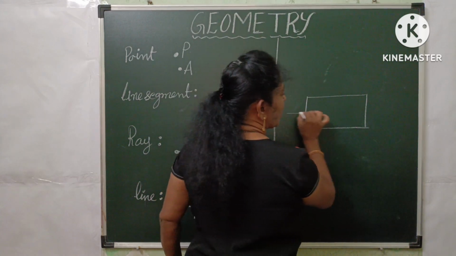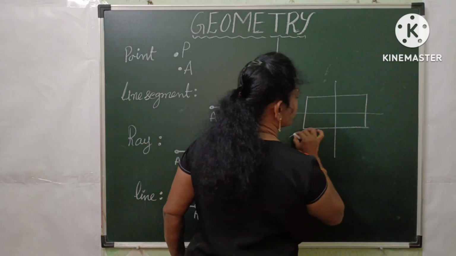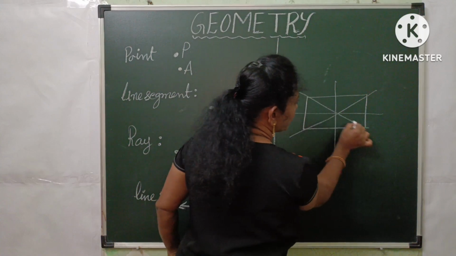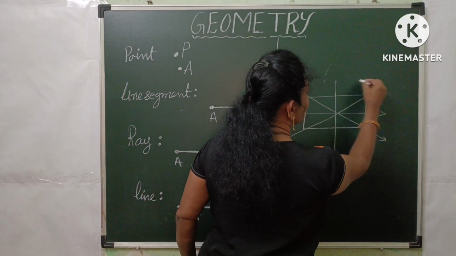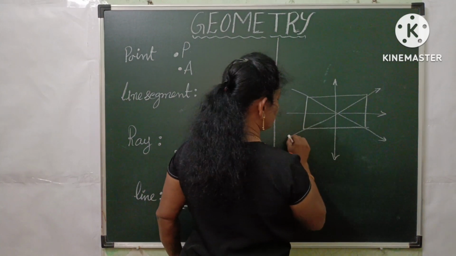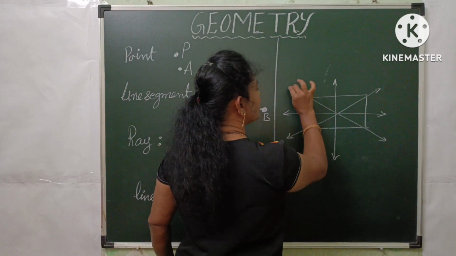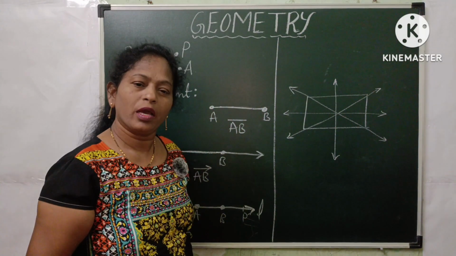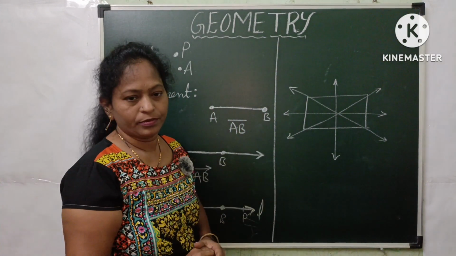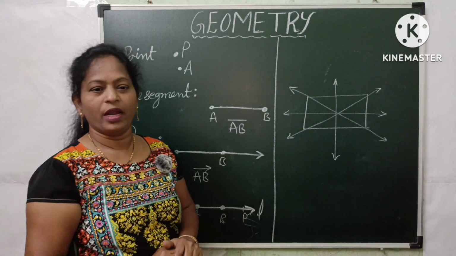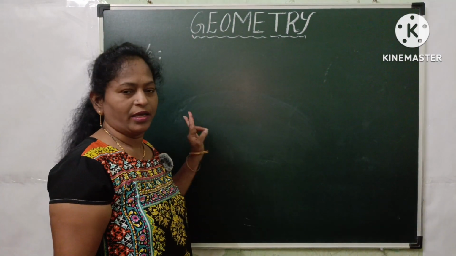We can extend endlessly in all directions. This flat surface, extending endlessly in all directions, is called a plane. Okay, next we have to learn about angles.